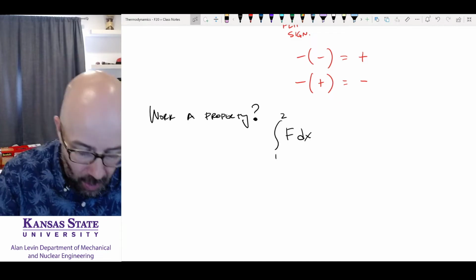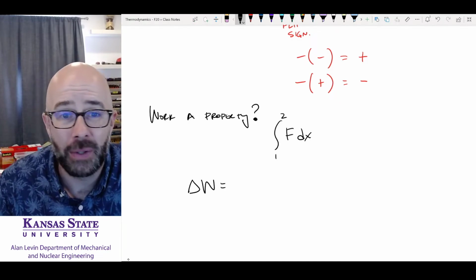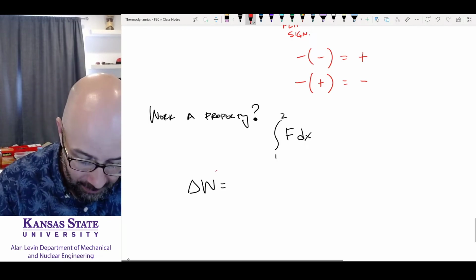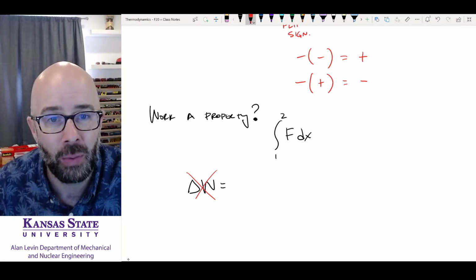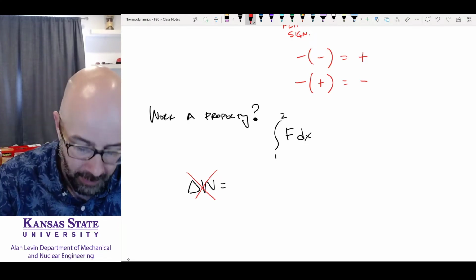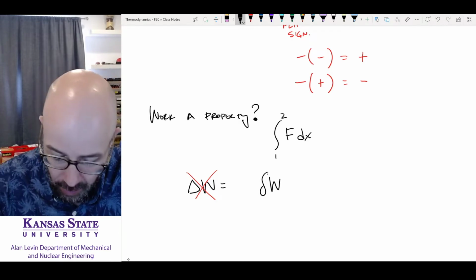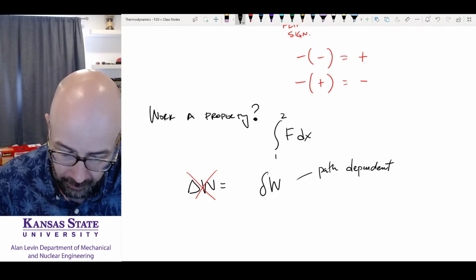Okay? We cannot write delta work. If you write delta, it just means you don't need to know state 1 or state 2. This is not a thing. We are always going to have to integrate it and know exactly what path we're following. We're going to have to worry about dW. It's path dependent, direction sensitive.